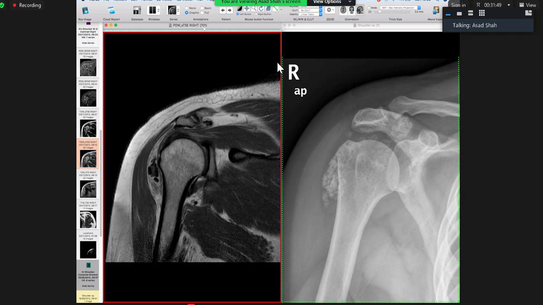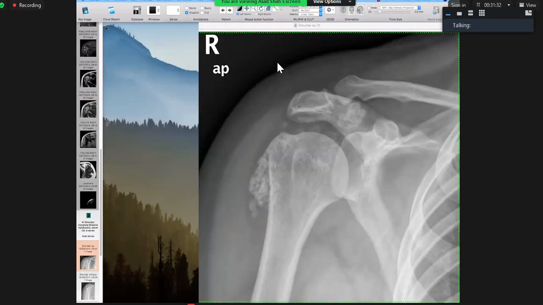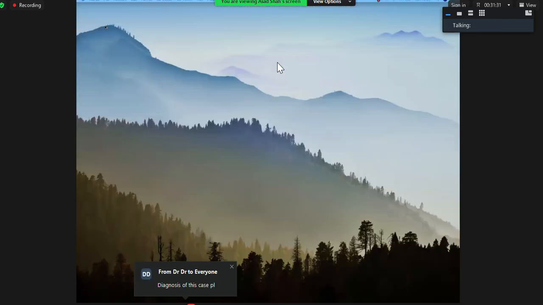Okay. Let's pick one more for you. Show you this one. Let me close these. I have got a young lady and she has got hip pain. And I'm going to show you a pelvic.